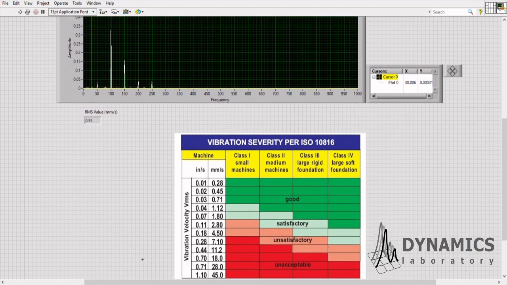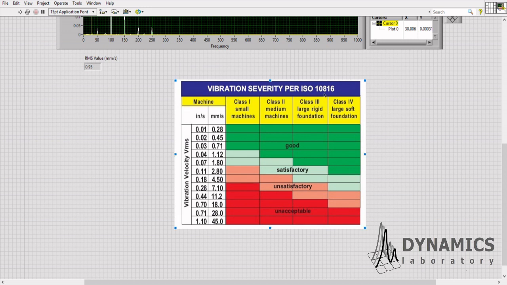After that, we can compare to the vibration ISO standard. Our machine is categorized as small machine or class 1, so we can focus on this column. Vibration velocity RMS of our machine is about 1 millimeter per second. So based on this vibration ISO standard, our machine is still in satisfactory condition. Actually, you need to measure in several locations so that you will get accurate data of your machine condition.